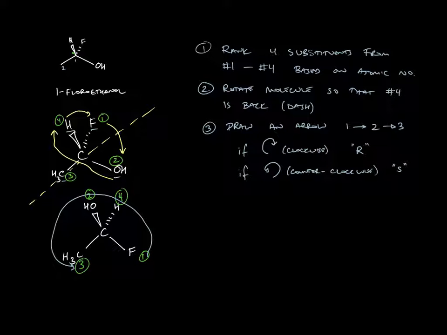So each molecule can be an R or an S version of itself, or each chiral molecule specifically. So this one we can see is going from 1 to 2 to 3, and that's counterclockwise. So therefore this is an S molecule. So we can include that in the name up above. We would just say that this is S-1-fluoroethanol. And so we put that just way out front of the name, kind of like we did with cis and trans. So that designates that this 1-fluoroethanol is S.